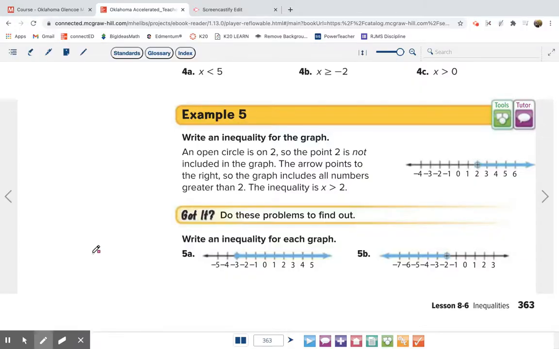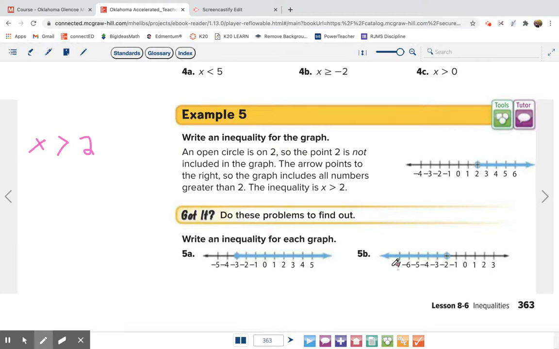For example 5, now they give us a graph and they want us to write an inequality. So first we look and we see it's at 2. So whatever letter you choose, we know we're going to have x and 2. It's an open circle, so we know it's either greater than or less than. It's not included, so it's not equal to. And the shaded part is getting bigger than 2, so x is greater than 2.